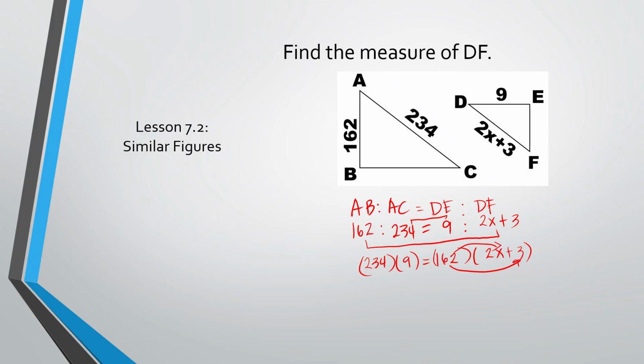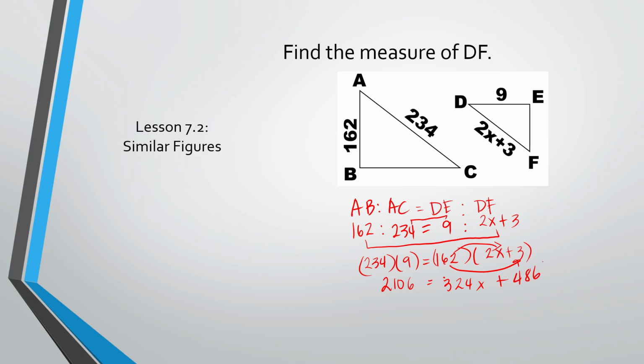So this will become 234 times 9. So let me rewrite again. 234 times 9, which is 2,106, is actually equal to 162 times 2, which gives you 324x, plus 162 times 3 in your calculator, which is 486.